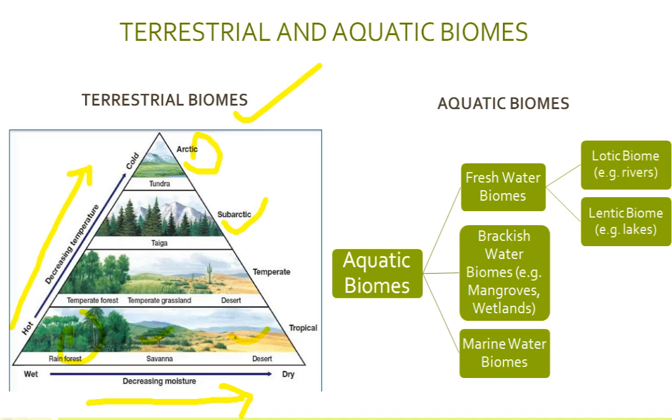Then we have aquatic biomes. So aquatic biomes are divided into three parts: freshwater biomes, brackish water and marine water biomes. Freshwater biomes are further divided into lotic and lentic biomes. So we have to remember one thing, that lotic biomes are moving waters, for example rivers. And lentic biomes are stagnant waters, for example, lakes. Then we have brackish water biomes, for example, mangroves and wetlands. After that, we have marine water biomes.